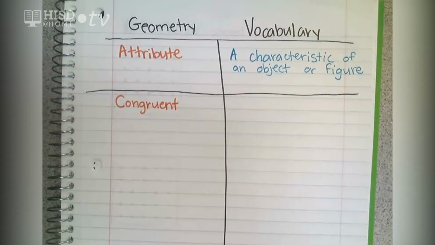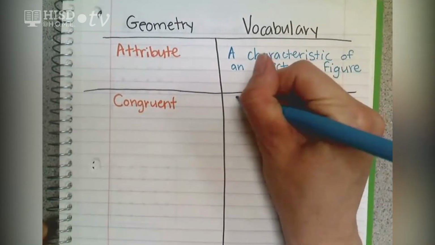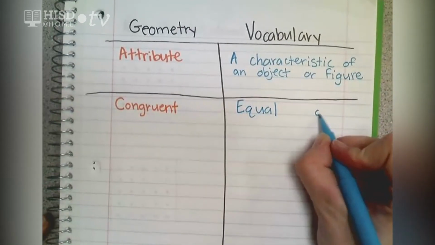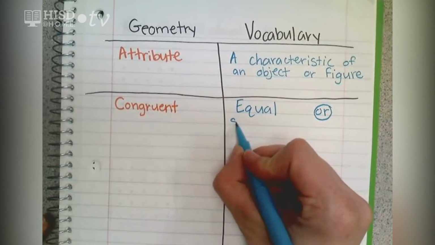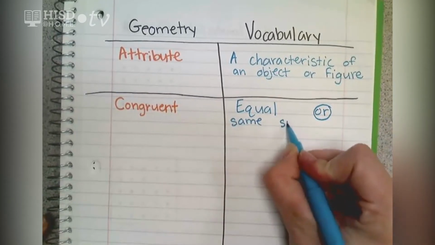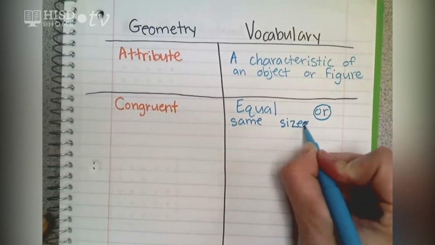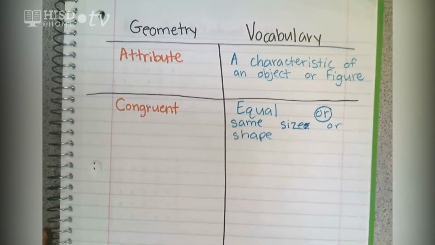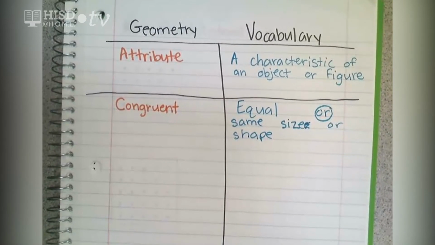It's equal or the same size and shape. So it could be equal figures. It could be equal size lines. It could be all kinds of things. This is just another word for equal or same size or shape, right? We could have used these with fractions when we were doing equivalent fractions. The equivalent fractions were congruent to each other.